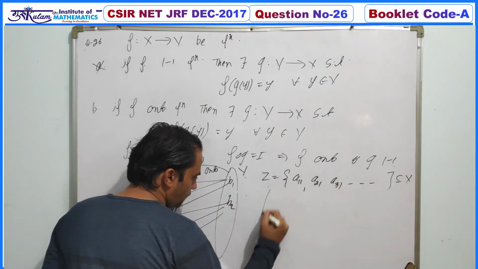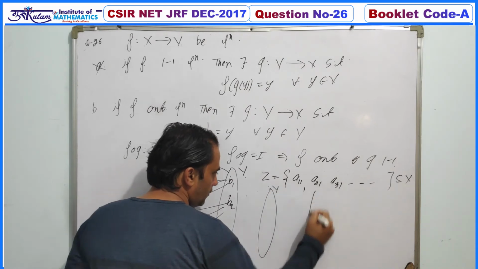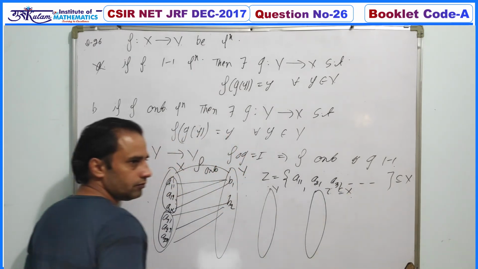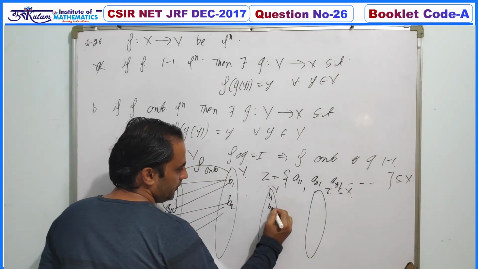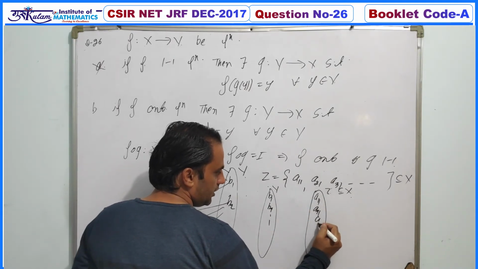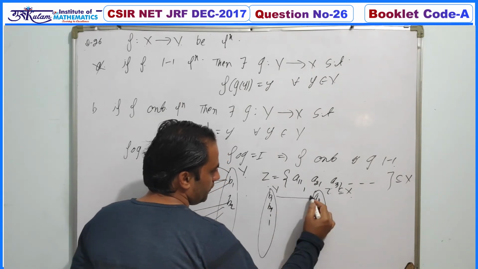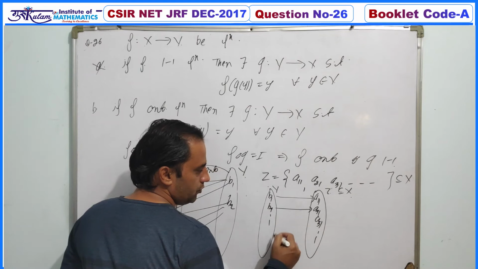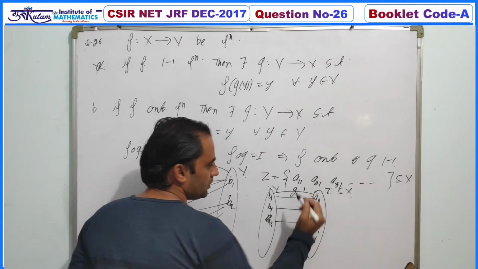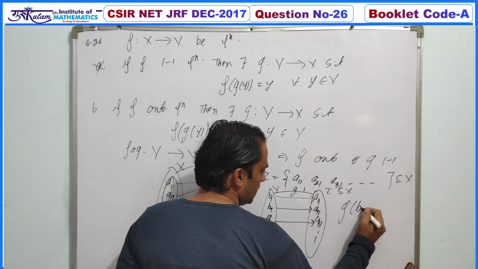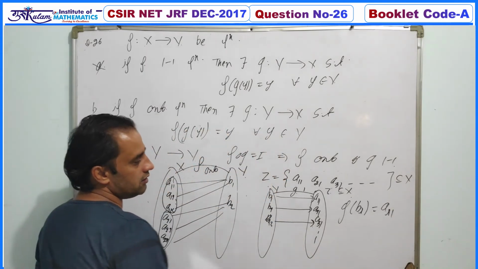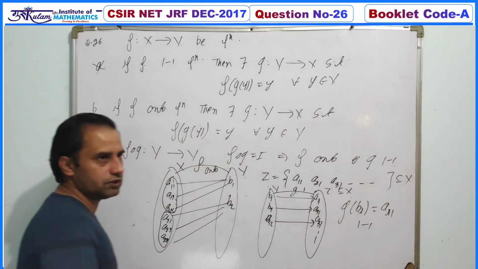Now define a function which is from y to z, and z is already a subset of x. Now in y there are elements b1, b2, and so on. In z there are elements a11, a21, a31, and so on. Map b1 to a11, b2 to a21, b3 to a31. Then this is a g function. So basically, g of bi is equal to ai1. Definitely this g function must be a one-one function.